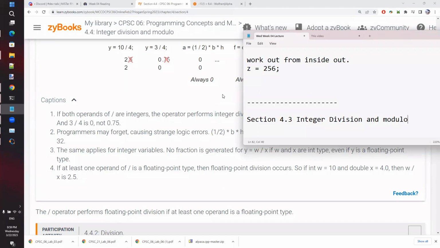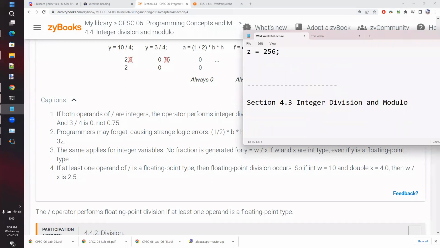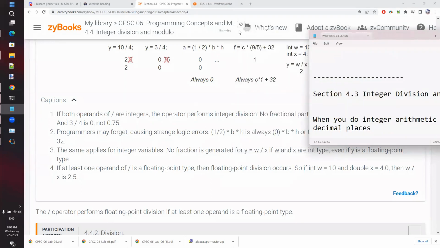And the modulo operator, which, if you're not a programmer, you probably have not heard the word modulo. But now you are. Okay, and so let's talk about it. So first of all, when you do integer arithmetic of any kind, there are no decimal places, right? There are no decimal places.